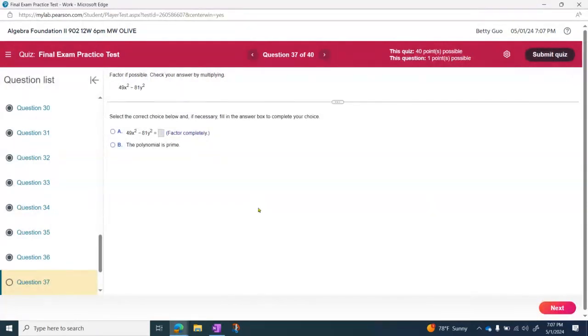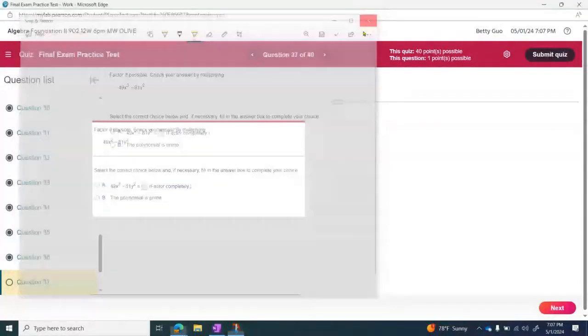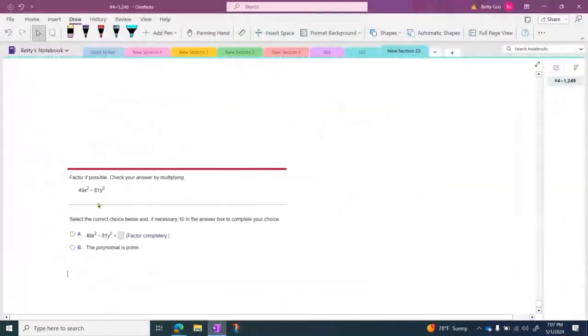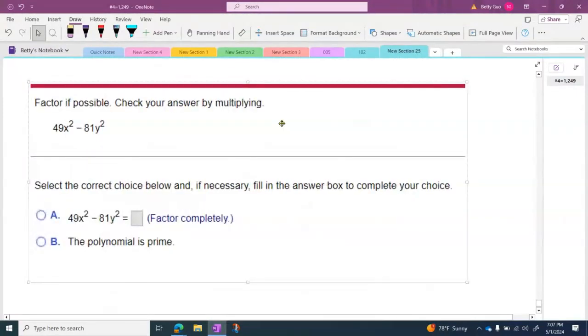Factor. Okay, let me copy paste. Well, this is a binomial, right? And in the middle is a minus sign, and you see x squared, y squared, 49, which is 7 squared, 81, which is 9 squared. That is a strong sign this is going to be a difference of two squares. Let me write down the formula. And you should write down the formula on your scratch paper.